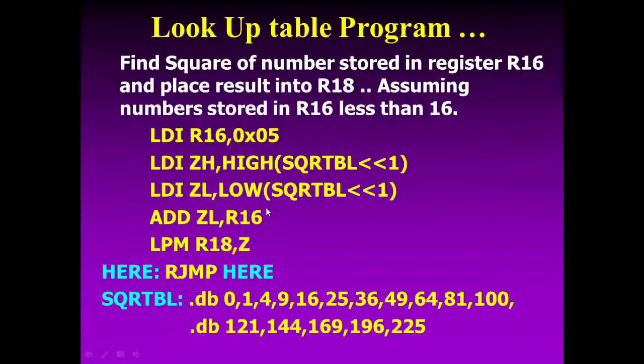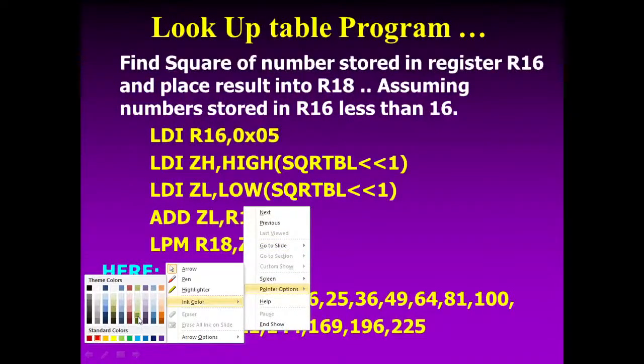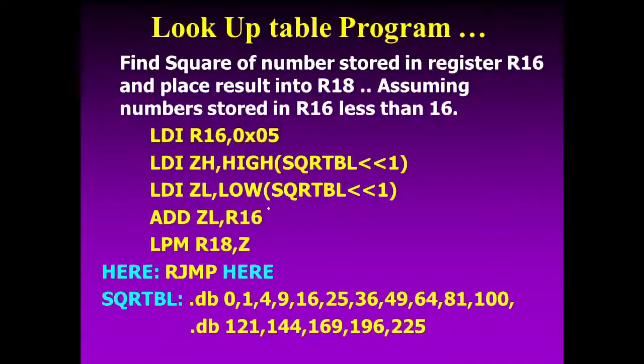So in this case, as you can see here, at this location our Z is pointing to the location 4005. And at that location the data 25 is there, because at this point the data is 25. So this location is 4000, this is 4001, 4002, 4003, 4004 and this is 4005. From this location it will take the data and transfer it to R18. So R18 will have 25.